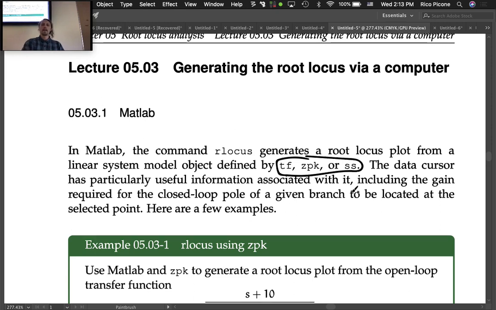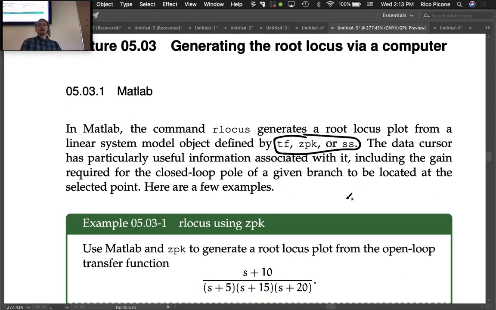The data cursor in Matlab has particularly useful information associated with it, including the gain required for the closed loop pole of a given branch to be located at the selected point. That is interesting information that we don't necessarily know just by looking at the plot. So it has that information.